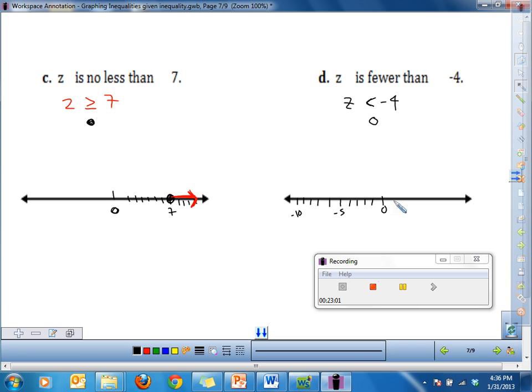Draw out my number line. So if it's x less than negative 4, I'm going to put an open dot at negative 4, and it needs to be less than, so it's going to go to the left.